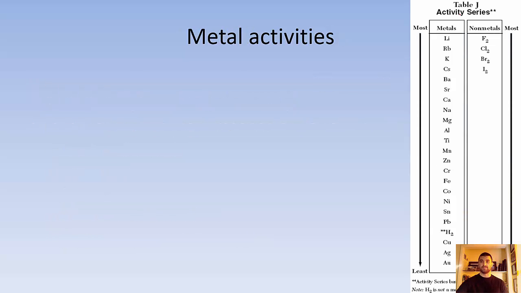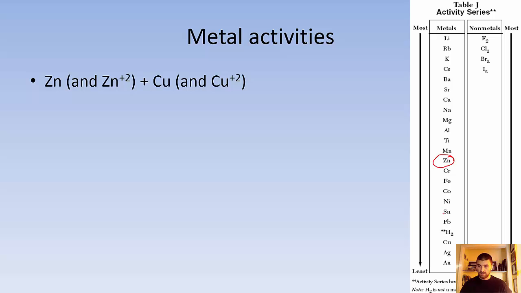All right, so metal activities. You have table J, which shows you different activities of the metals. Let's say, for example, we had zinc and the zinc ion, and we had copper and the copper ion. Where are they? Here's zinc, and there's copper. So the question is, what would happen if I mixed these things together? Well, I know that zinc is more active because it's higher up. So zinc wants to be oxidized.